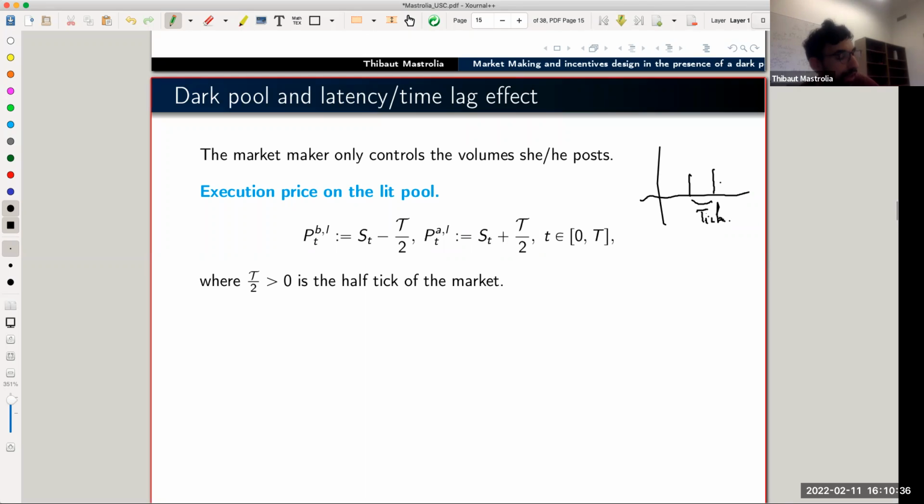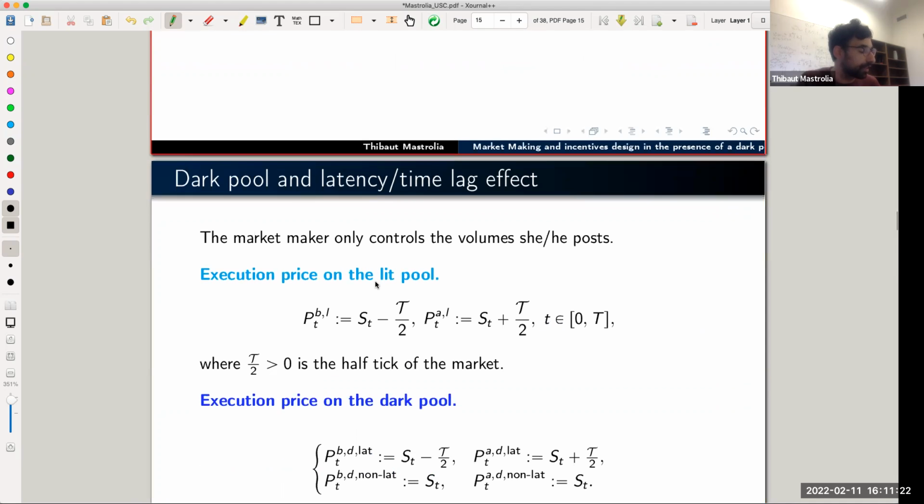I assume that in most cases, and in a lot of markets, the best bid and best ask are 1 tick apart. If my mid price is here and is modeled by S_t, remember that S_t models my fair price, my efficient price. This is somehow the good price of the asset, the mid price. So in this case, the best bid is given by S_t minus half the tick size, and the best ask is given by the fair price of the asset plus half the tick size. So this is the assumption that we set for the trading price on the lit pool of the market.